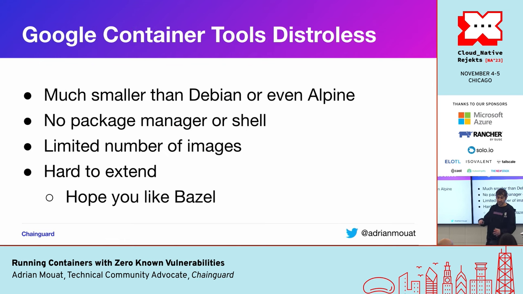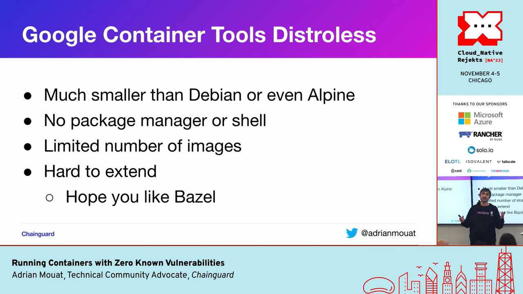But what you can do is create an image that just has that and nothing more. And that's exactly what the Google Container Tools distroless project did. So they took Debian, stripped it right down, so all it had was the bare minimum you needed to run most applications. It's smaller than Debian and Alpine. I think it's about 2 or 3 megabytes. It doesn't include a package manager or shell by default.